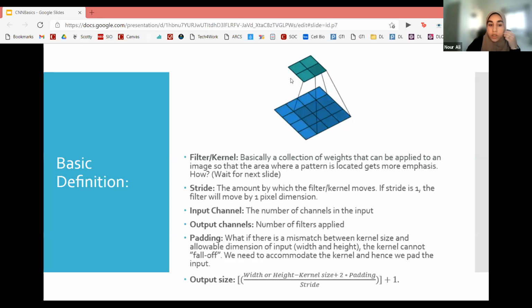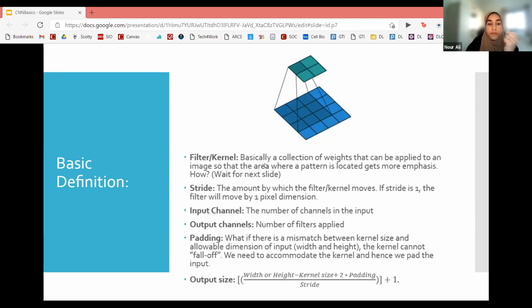As we said, the filter or the kernel moves over the image in order to detect a pattern. That pattern is going to be reflected in the weights of that filter, which place more or less emphasis on particular parts of the image while scanning in order to detect the pattern that we wanted to detect. So we'll go through a more detailed example about the weights and everything in a minute. But first, let's make sure we're all on the same page for some of the terminologies.